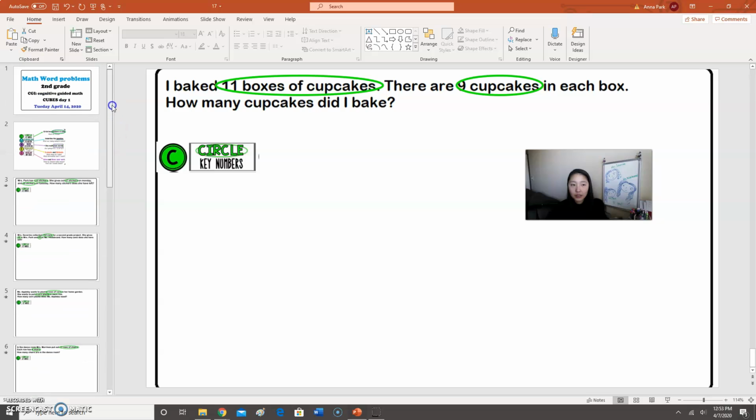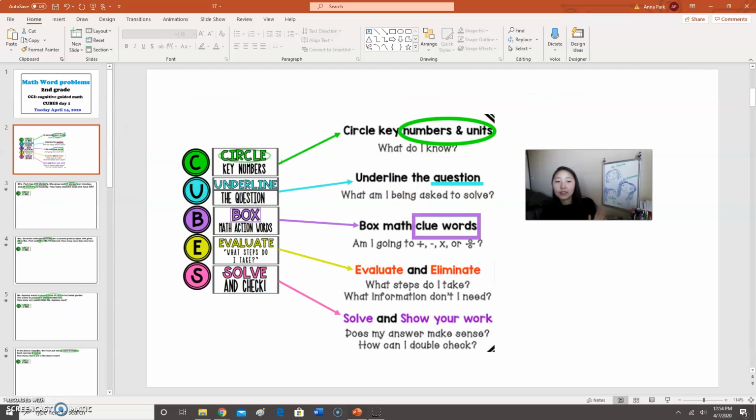So, again, this is something that's going to really help us with word problems. So this is cubes, and this was the C part. You are circling the numbers and the units. So if you're done with this, I want you to go into your new packet if you have it, and I want you to go and circle the numbers and the units.